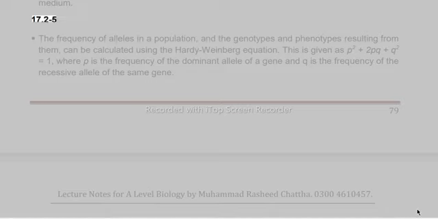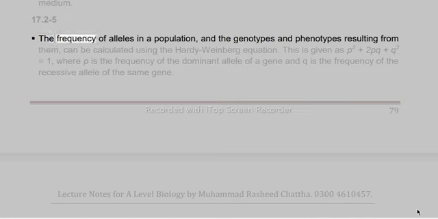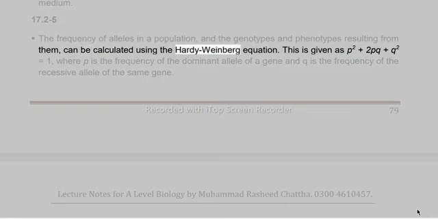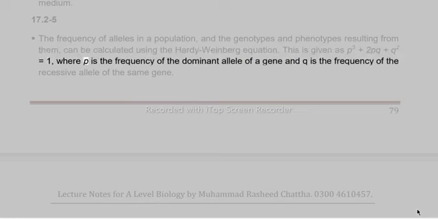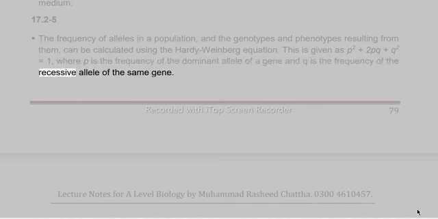17.2-5. The frequency of alleles in a population, and the genotypes and phenotypes resulting from them, can be calculated using the Hardy-Weinberg equation. This is given as p² + 2pq + q² = 1, where p is the frequency of the dominant allele of a gene and q is the frequency of the recessive allele of the same gene.